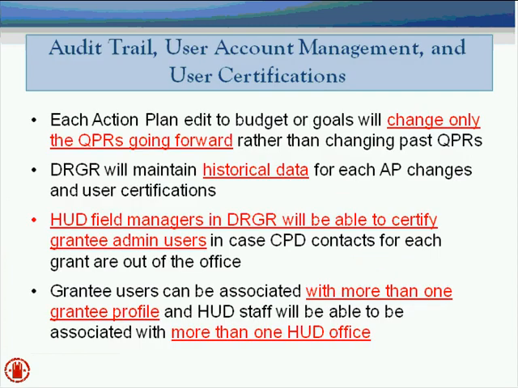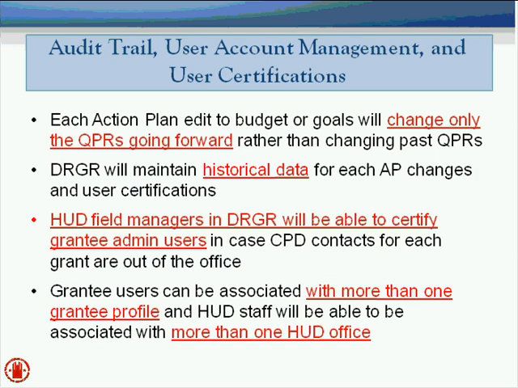So some of the other changes we mentioned were what we're calling an audit trail, user account management, and user certification. In the past, when people made a change to the action plan on budgets or performance goals, I think a lot of folks thought that it would only affect the future QPRs. What we found out from the original coding was that the budget changes and the performance goal changes would actually clear out all the prior ones.